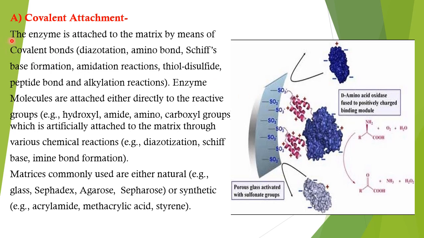In this, the enzyme is attached to the matrices by means of covalent bonds. These bonds can be very complex, like diazotation, amino bond, Schiff base formation, amidation, thiol-disulfide, peptide bond, and alkylation reactions. We also have to use matrices which have the highest affinity to the enzyme compared to all other compounds which may be present, so that the matrices we use form the strongest bond.